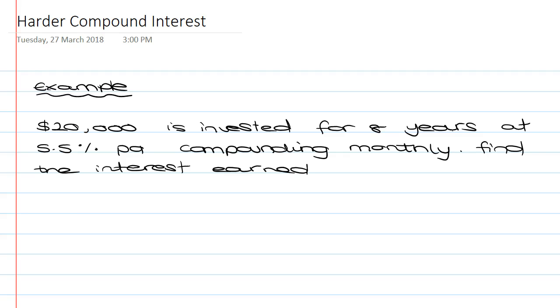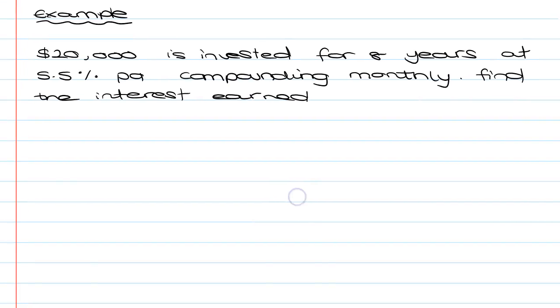So $20,000 is going to be invested for 8 years at 5.5% per annum compounding monthly. We need to find the interest earned, but before we do that, we need to find out the amount in the account. So just a reminder, the formula that we've been using for compound interest looks like this, where R was the rate in a percent.